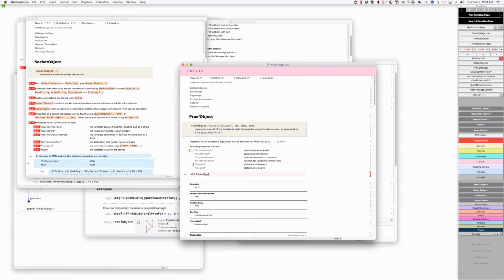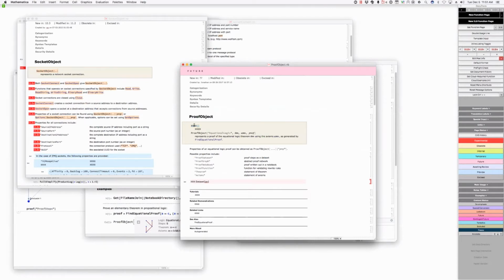Okay, so shall I add that in here? Yeah, go for it. Those properties are from one build ago. Okay, all right. So let's go here. Let's say proof object, and the obscure DocuTools mechanisms. Well, we'll show you this. Represents a proof object generated by find equational proof.